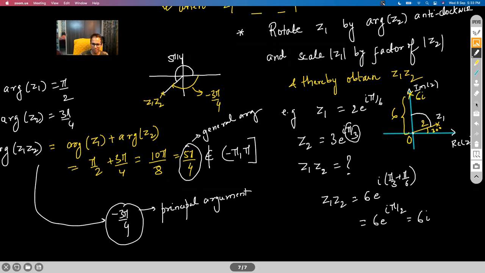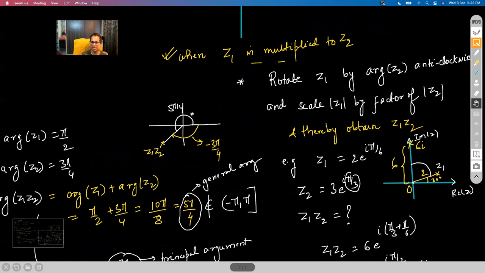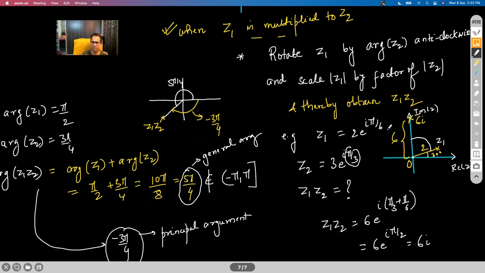Now, coming back to this figure, another important thing we'll be discussing there. First, note down anything that you want to.